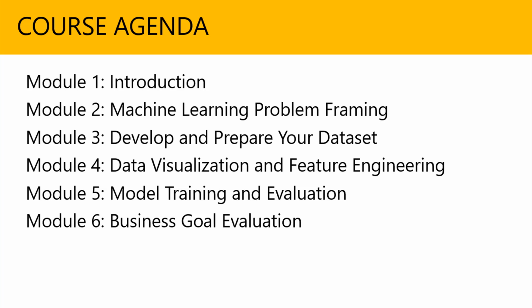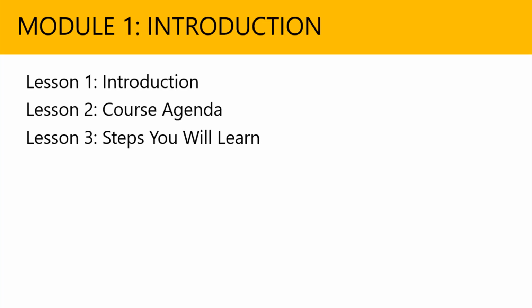Module 6 is business goal evaluation, because the important part is that the reason you're implementing machine learning is that you'd like to achieve a certain output. Otherwise, the entire objective of machine learning would kind of fail, right? So we need to understand the business goal evaluation, and we'll take a look at that in Module 6.